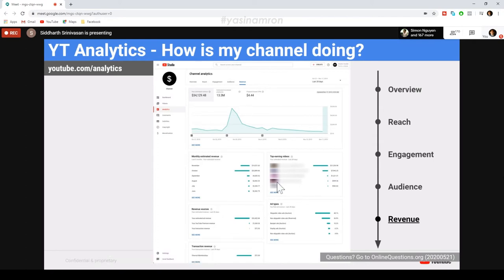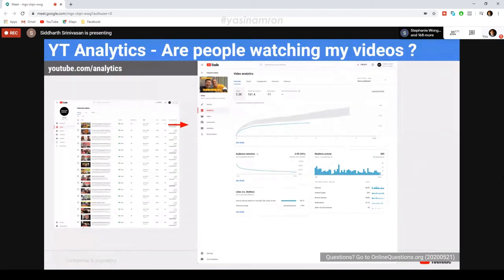Now you might tell me, hey, Siddharth, this is great. This gives me a great snapshot, but how do I go deeper? Let me show you. There are a couple of ways by which you can do this.